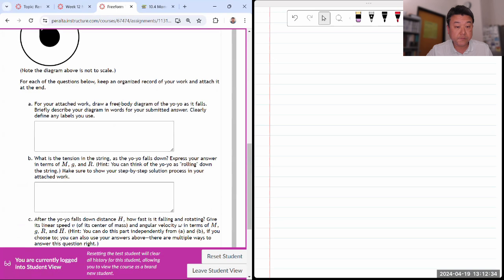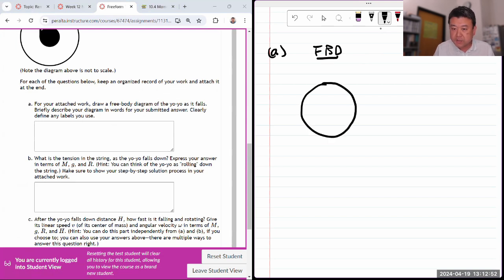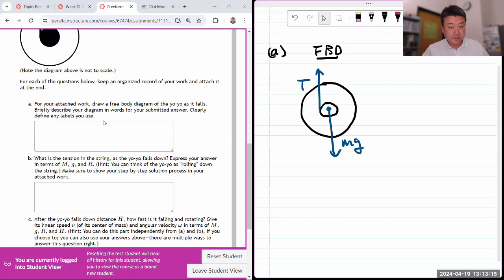For attached work, draw a free body diagram. Okay. So I'm going to draw a free body diagram of the yo-yo as it falls. I'll have some representation of the physical extent of the yo-yo, so the outside disk and the inner ridge. As it falls, I think it'll have only two forces on it. The first is the force that's always there, gravity. I'm going to treat that as acting at the center of mass of the yo-yo. And there's going to be a tension force acting where the string attaches to the yo-yo. This will be the tension force. And I think that's it.